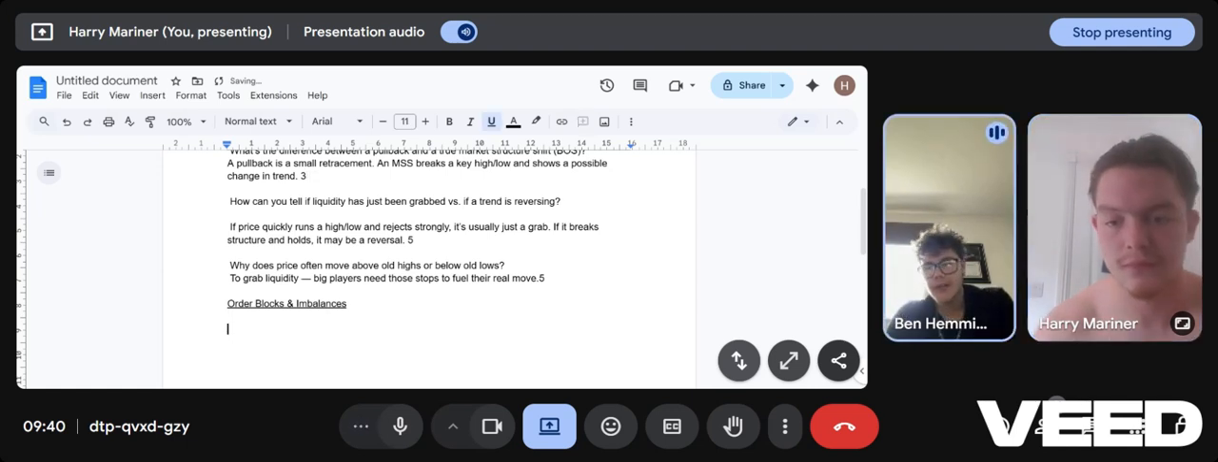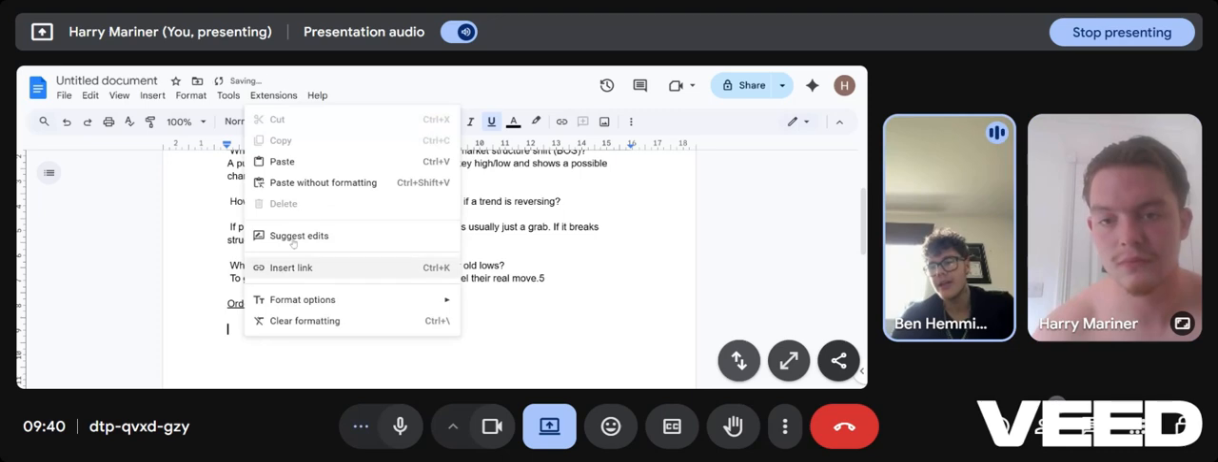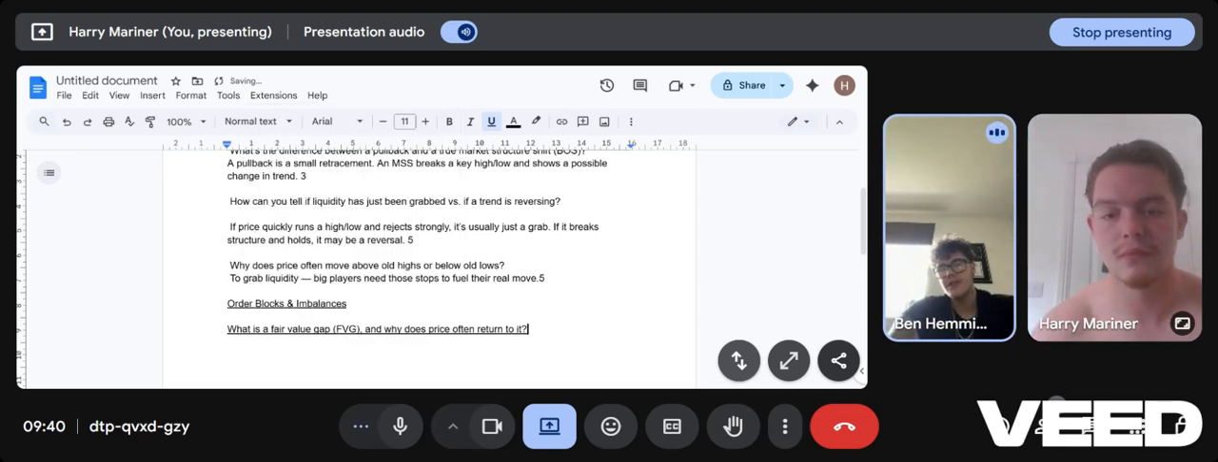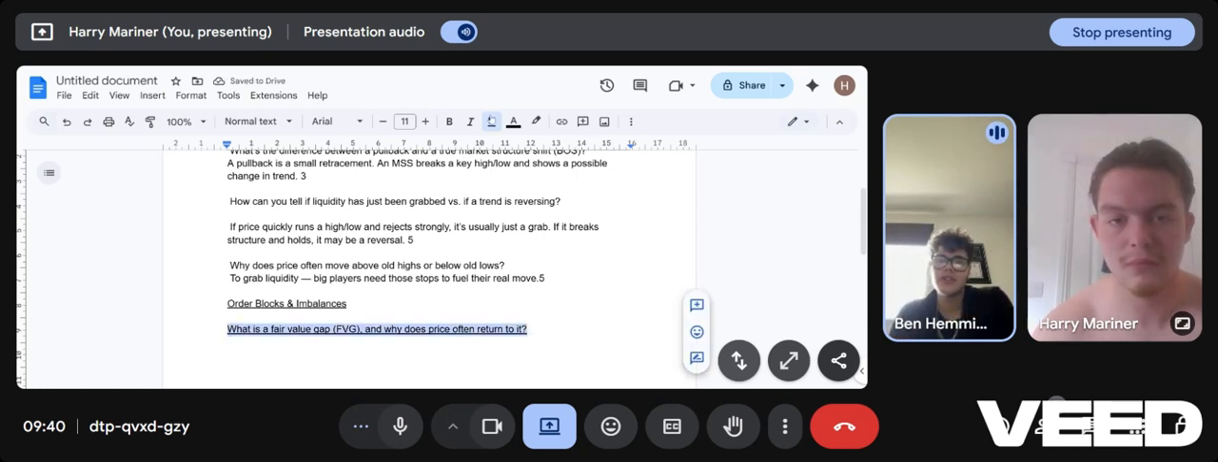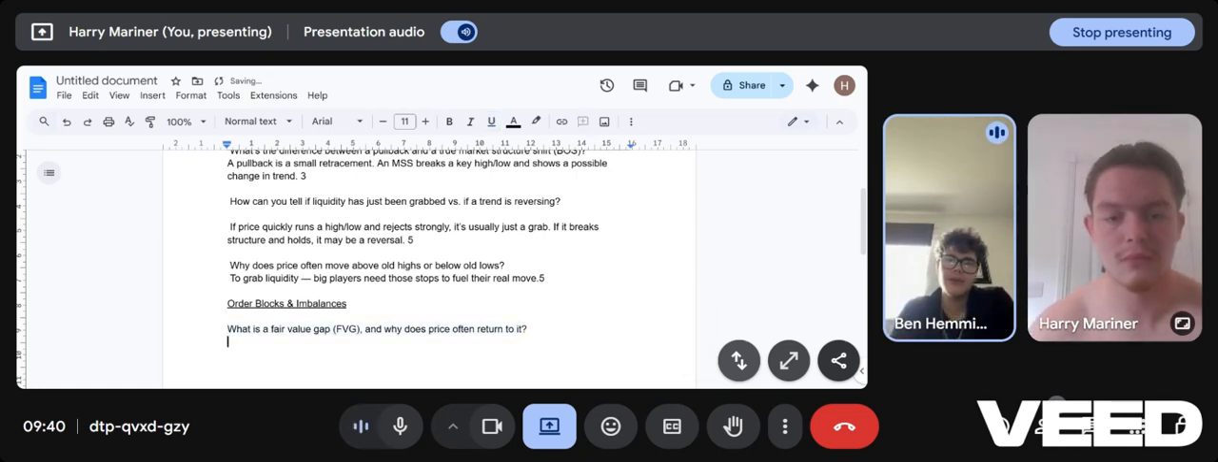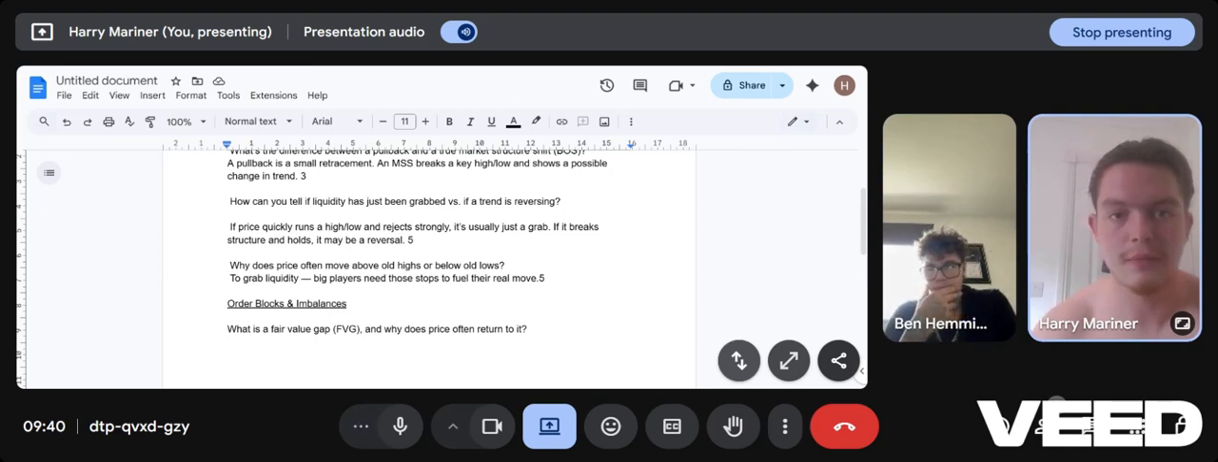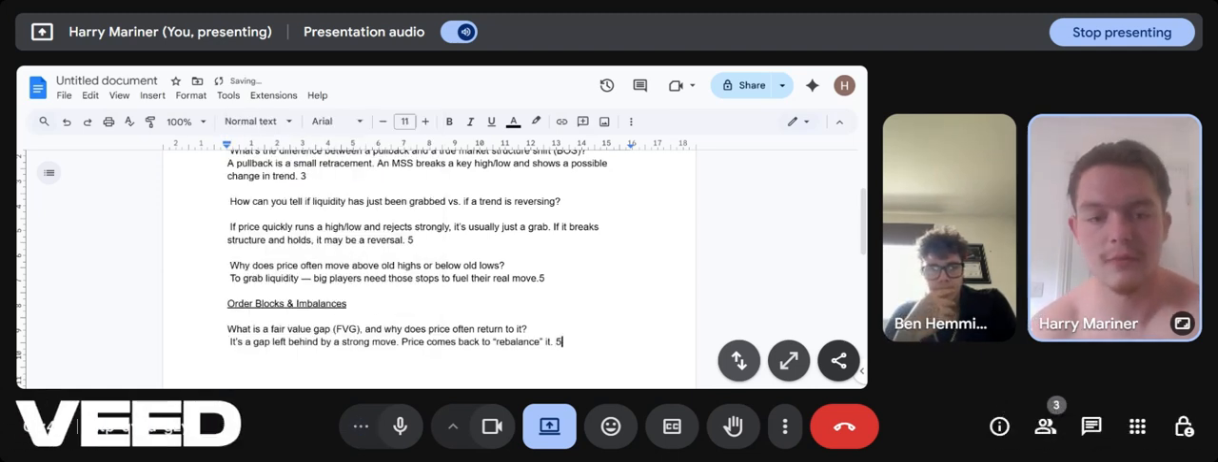A fair value gap is a void where liquidity, like orders, weren't filled, or where there is a lack of liquidity, and price will want to go back to that point to be able to use that area to fill orders to change market structure or carry on with retracement. Okay, yeah, I'm literally pasting the answer now. Once again, you literally smashed it. 5 points. Well done, Ben.